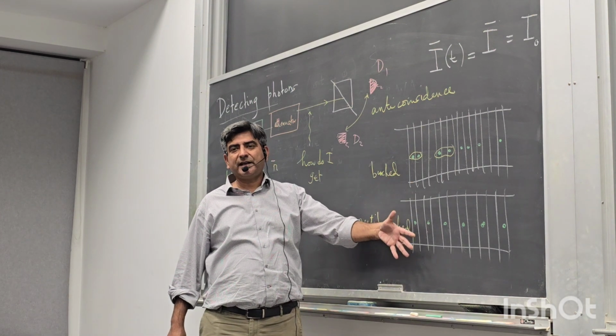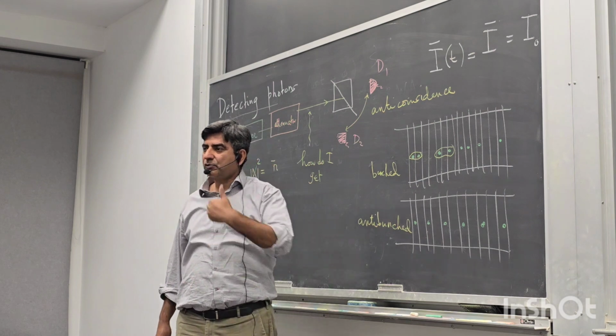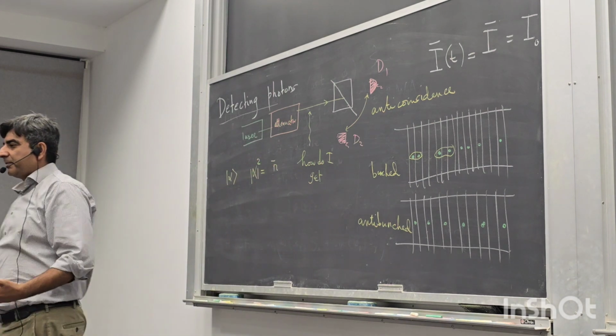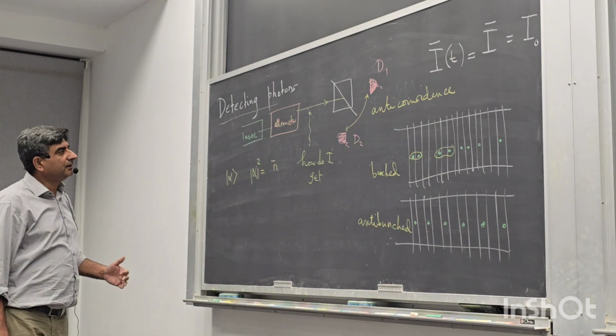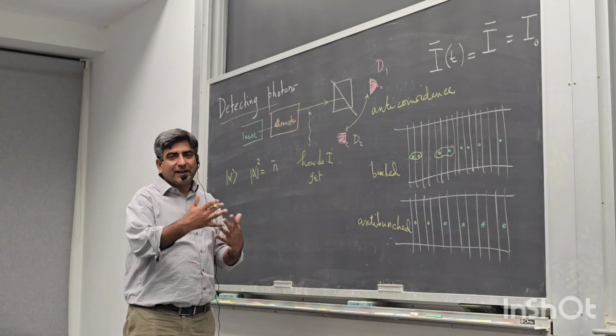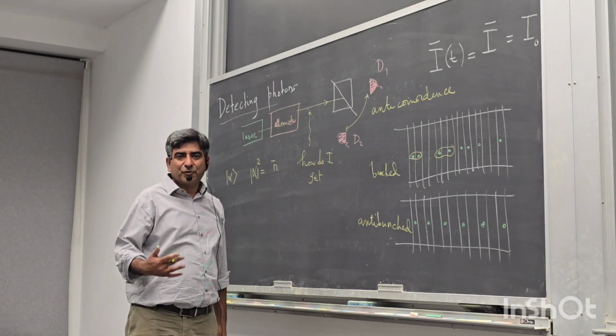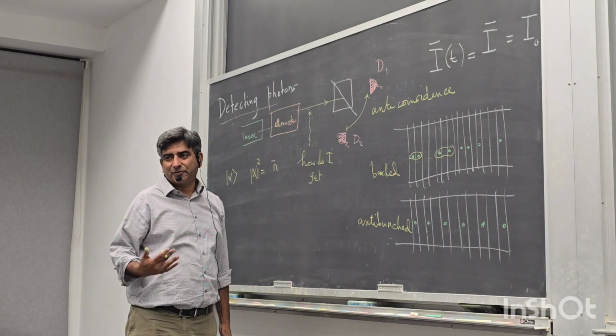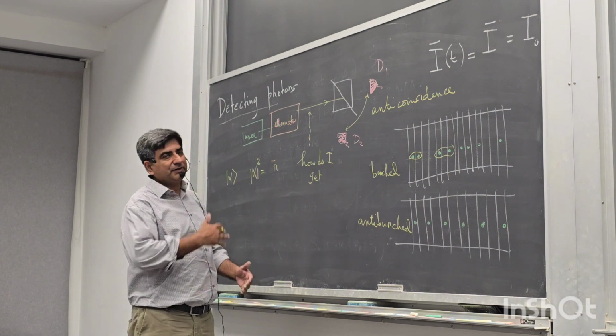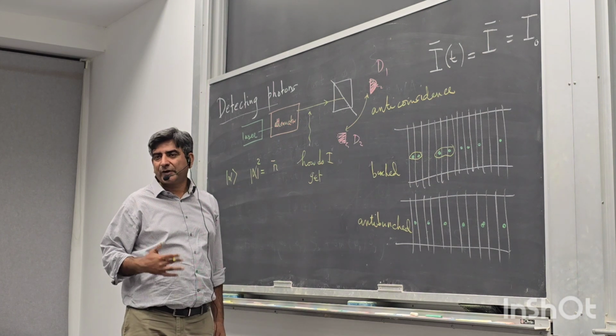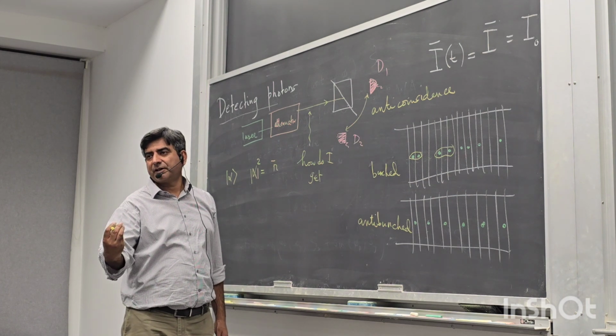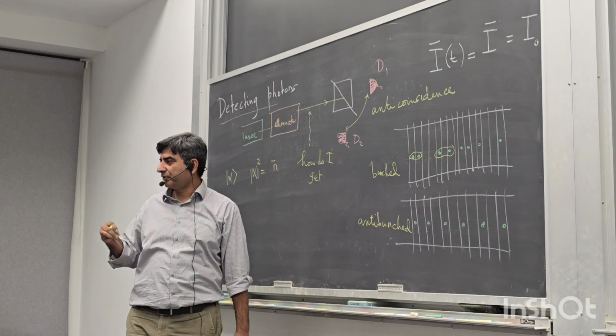So how do we get this anti-bunched characteristic, and what is a quantitative figure of merit of determining whether the light that you're seeing is anti-bunched or is quantum or is a number state or coherent or not? How do we get to these single photons? Okay, that's the purpose of the lecture today. So this was the motivation for today's lecture.